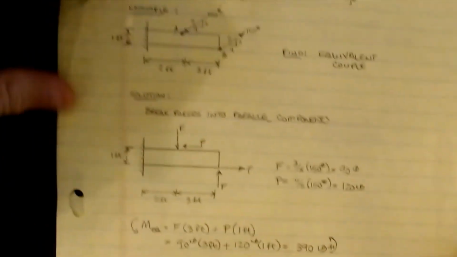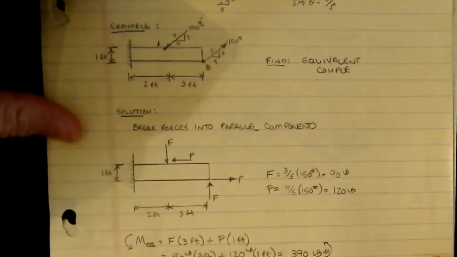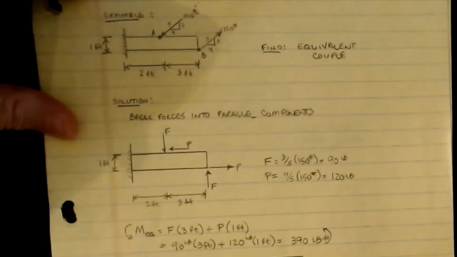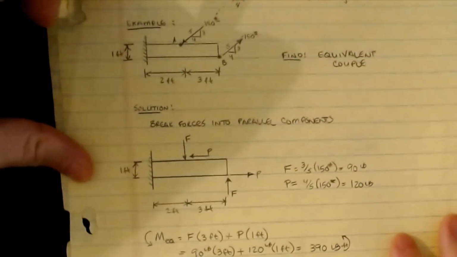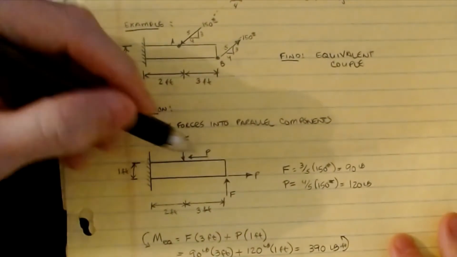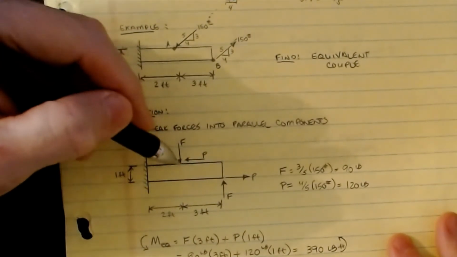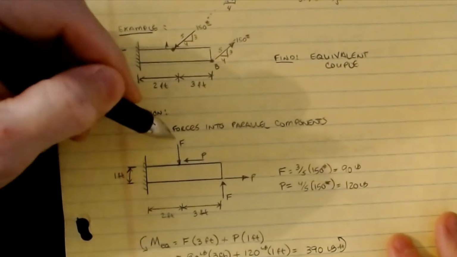Okay, so now what we want to do is find the equivalent couple that's produced on this system. What's the net moment effect happening as a result of this? Well, one way that I would tackle this, and this is kind of a trick to handling angled forces, is I break it up into components. Okay, and so I could say, well, let's take an F and a P at this location. So P is the horizontal, F is the vertical.